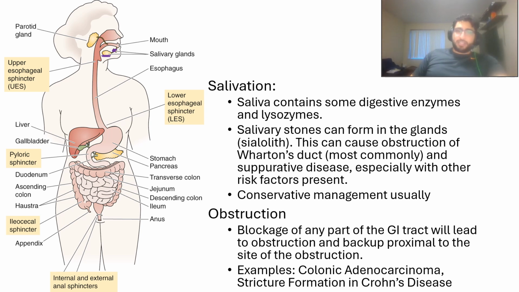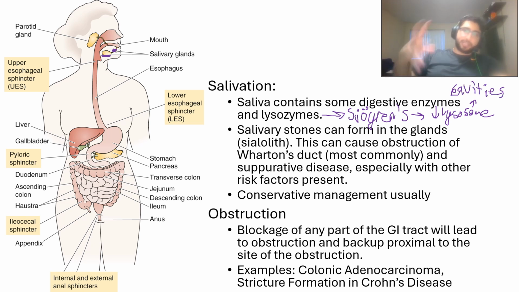Normally, saliva contains enzymes and lysozymes, so it can break down bugs. That's why a lot of patients with Sjogren's... Sjogren's is an autoimmune disease of the glands, and you get dry mouth, dry eyes, etc. But in Sjogren's, you get decreased lysozyme because you're making less saliva because you have dry mouth, and you have poor oral hygiene as a result. You get cavities more easily because you don't have as much lysozyme coating the mouth and breaking down bacteria. So that's why that's important.